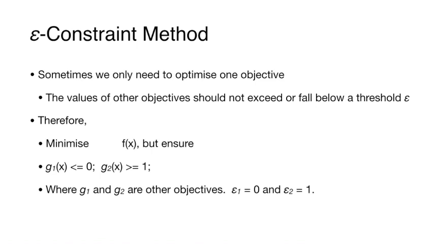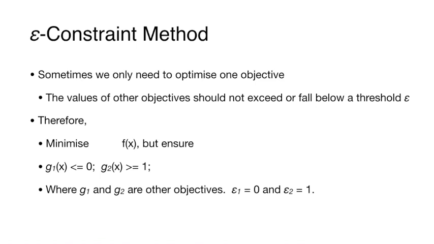Essentially, g1 and g2 act as constraints, and the reason is that there is no pressure, for instance, to bring g1 much below 0 or g2 much above 1. Notice we are only optimizing f of x. For g1x and g2x, all that matters is that they obey these constraints that we have mentioned here. So the objectives g1 and g2 effectively act just as constraints.